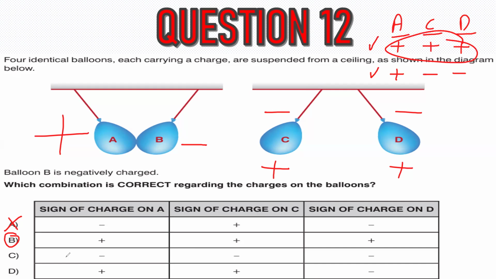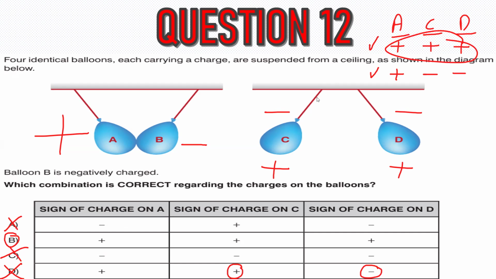Others, A is negative. No, it's gone. And then A is positive. Yes, possible. C is positive. Okay, but D is negative. No, if C positive, D negative, they're going to attract each other. But what we know, they repel each other. All right. So just like this, we are answering question 12. Answer is B. I hope your answer also right.